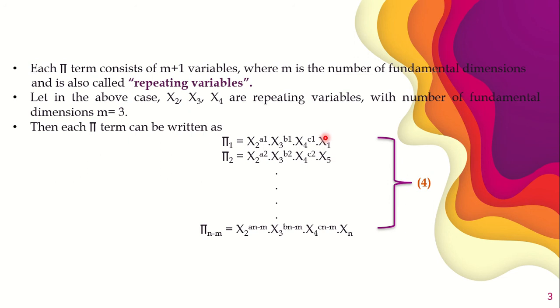Into the remaining variables you have, right from the dependent variable x1, x5, x6, like this you will be getting inside. So totally, if you consider every pi term, there are 4 variables, out of which 3 are repeating variables. Fine, this is how you have to write the fourth equation.